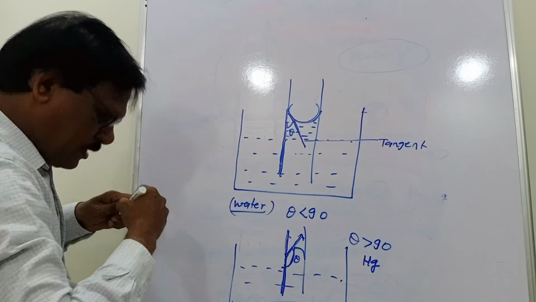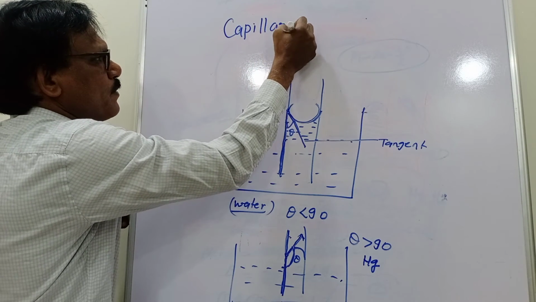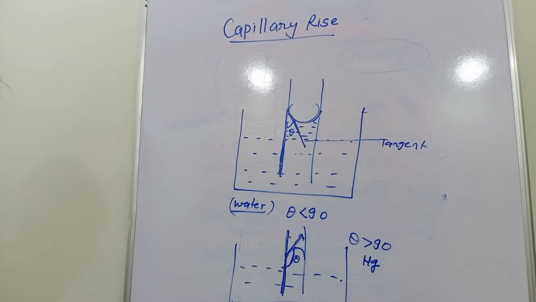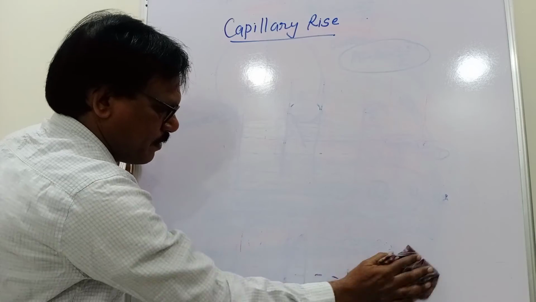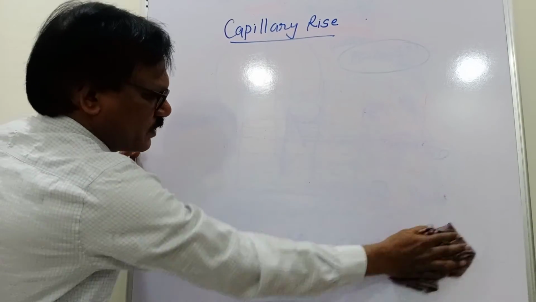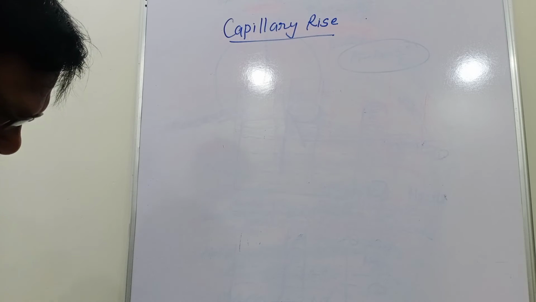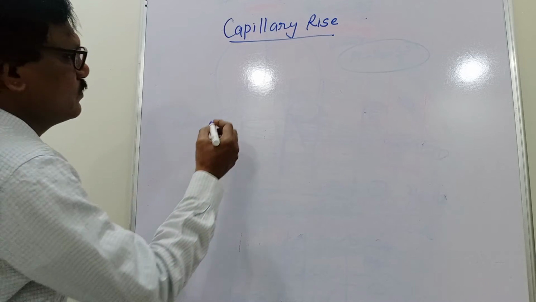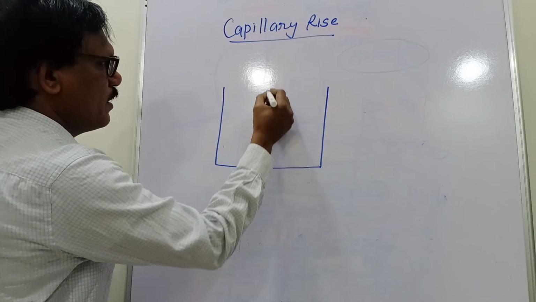Capillary rise. Write one heading, capillary rise. अब कैपिलरी राइज क्या होता है इसको देखना है. Capillary rise word is came from the Latin word, capilla, जिसका मतलब होता है hair. And if we take one tube which is very thin like hair, ट्यूब कितनी होनी चाहिए? बहुत ज्यादा थिन होनी चाहिए. Tube must be very, very thin.